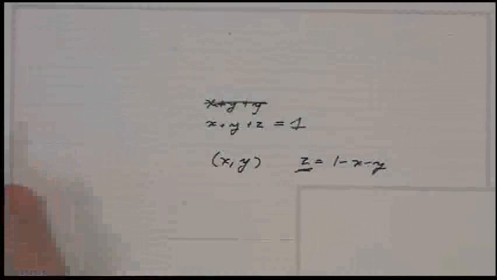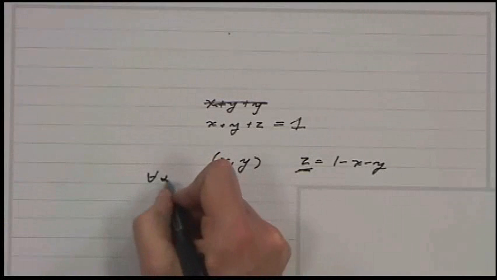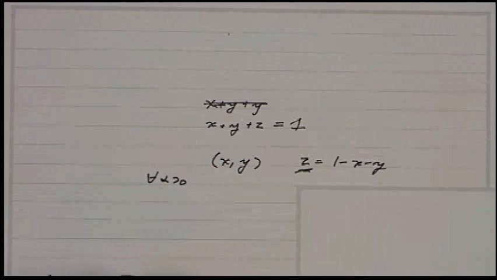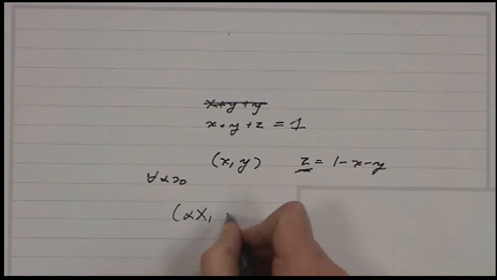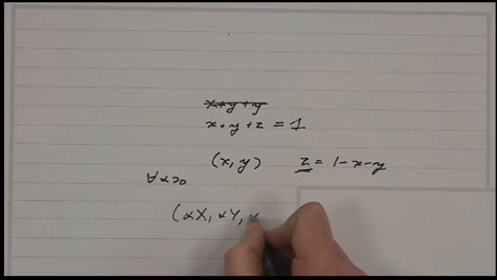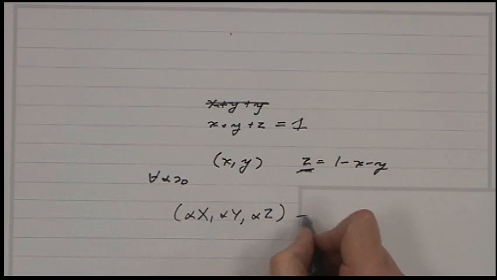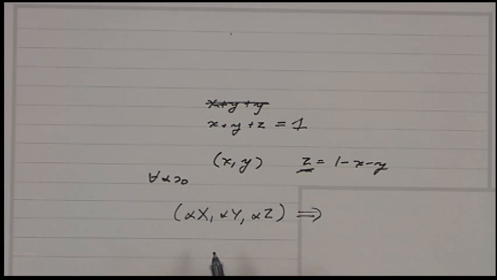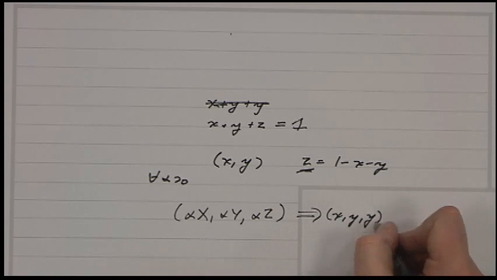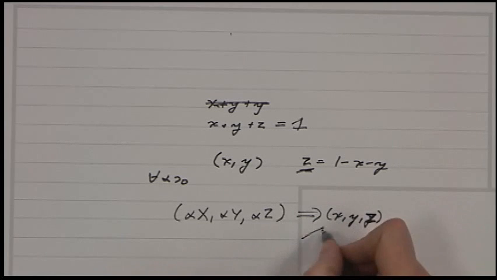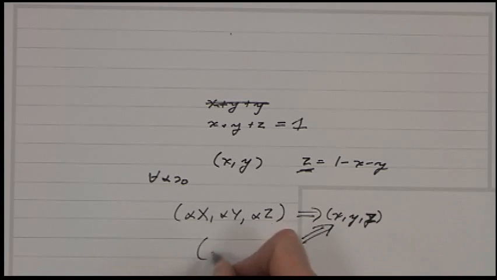The other thing is that if I take any alpha greater than 0, and take alpha times x plus alpha times y plus alpha times z, and map that to chromaticity coordinates, I get little x, little y, little z. That will give me the same thing as if I took the original x, y, and z. I'll get the same chromaticity coordinates.